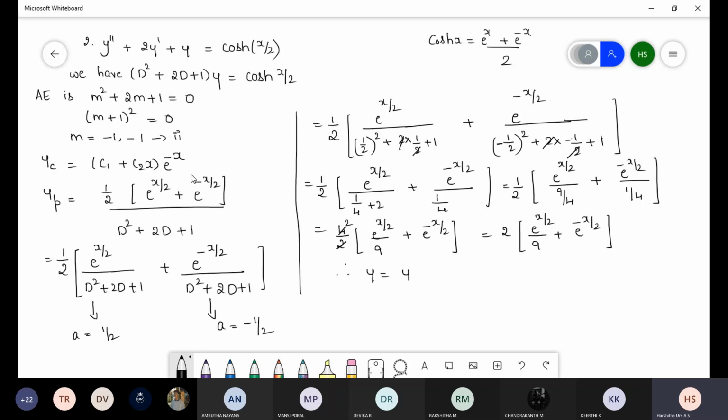So therefore, last line, very important. Therefore y is equal to yc plus yp. So yc means the roots, this one: c1 plus c2 x into e power minus x, plus 2 into e power x by 2 divided by 9 plus e power minus x by 2.